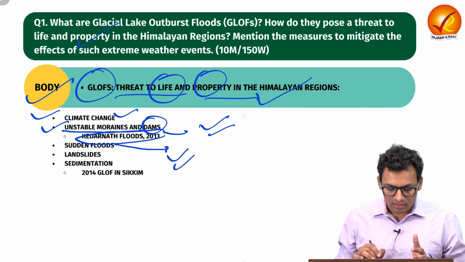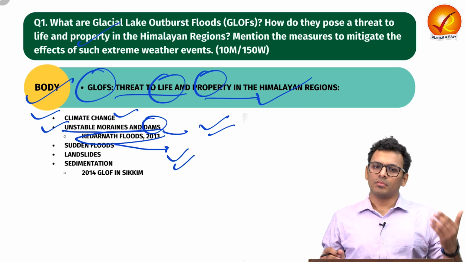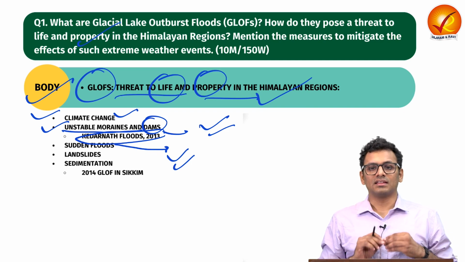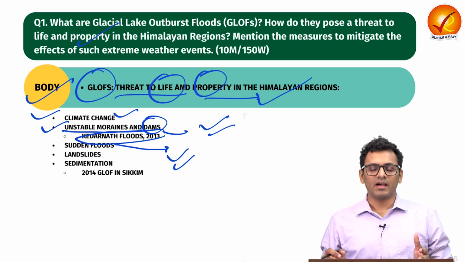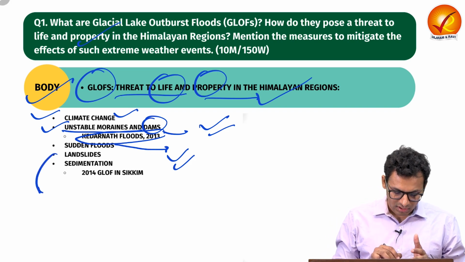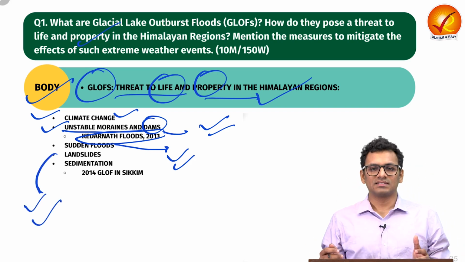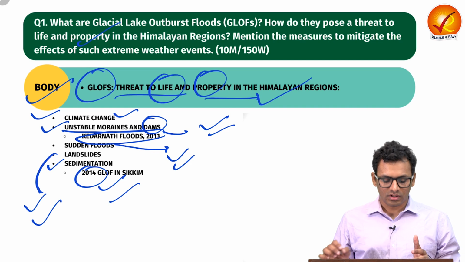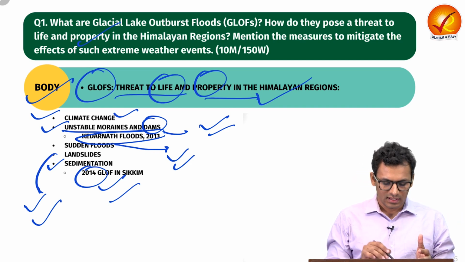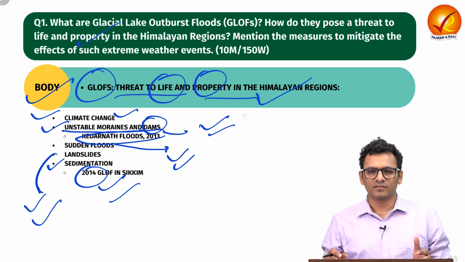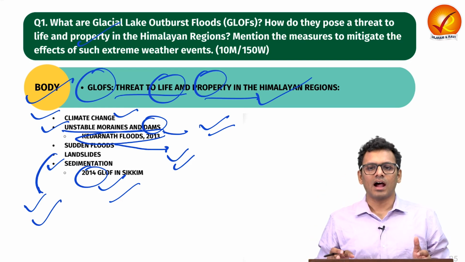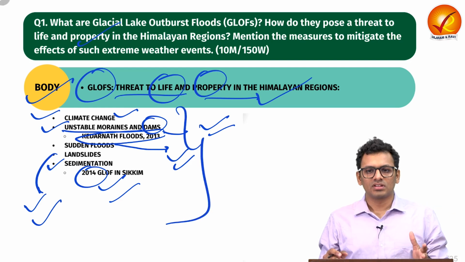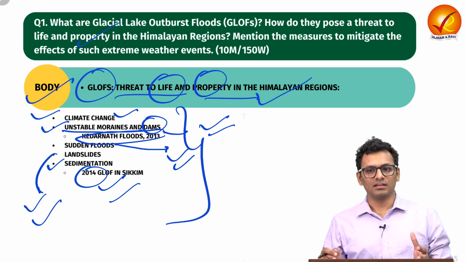Then it's a sudden flood. When we are talking about a sudden flood, we do not even have time for preparedness or to prevent it, and thus it has a higher chance of impact and is a very potential disaster. It can also lead to other kinds of disasters such as landslides, sedimentation, etc. And we have seen how the 2014 Sikkim lake outburst led to sedimentation, which affected the river flow, which further affected the hydropower projects that were ahead in the river. So there are multi-dimensional impacts on life as well as property in the Himalayan region.